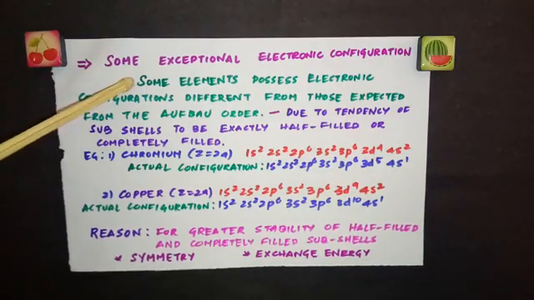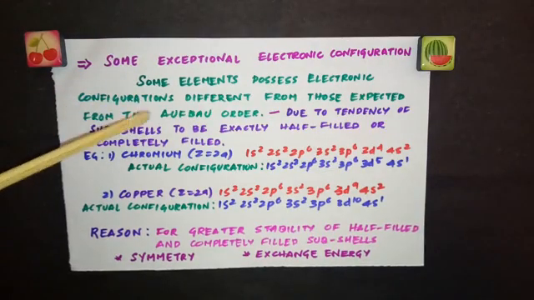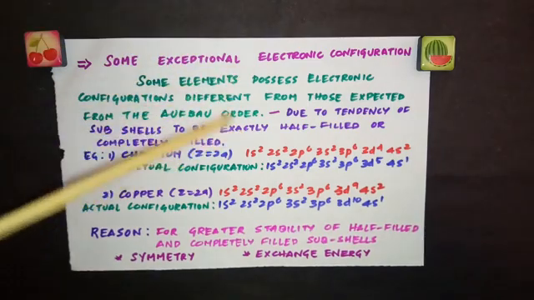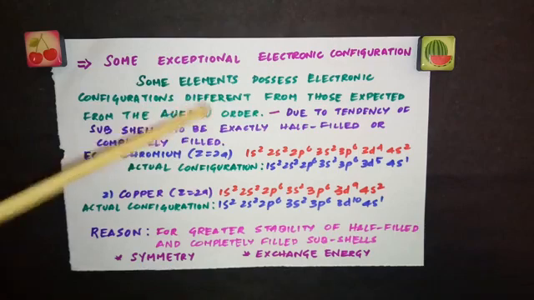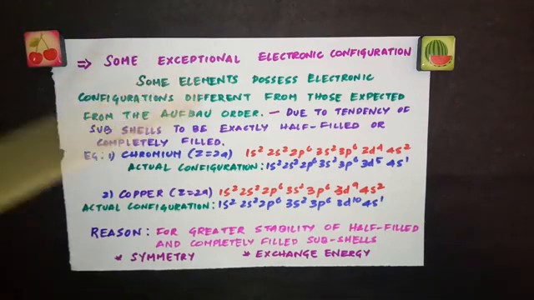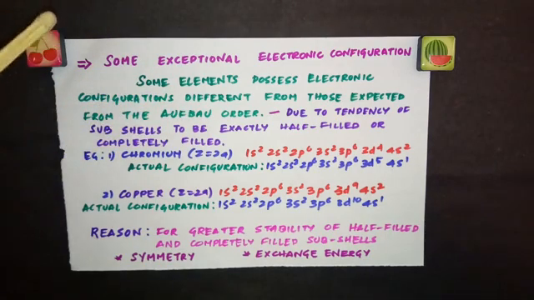Some elements possess electronic configurations different from those expected from the Aufbau order. It is due to the tendency of subshells to be exactly half filled or completely filled. That is the reason why they don't follow Aufbau order at some point. For example, how many electrons can be present in s subshell? There can be 1 electron. Then it is 2 electrons, which means it is completely filled.